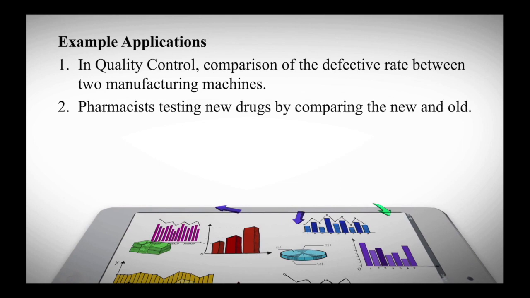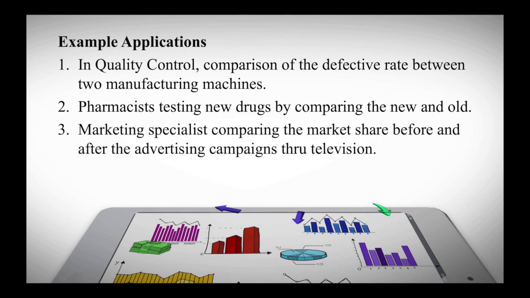Next, for the second example of applications of this topic: pharmacists testing new drugs by comparing the new and the old one. That is proportion 2. Another, marketing specialists comparing the market share before and after advertising campaigns through television. So that is also a proportion.